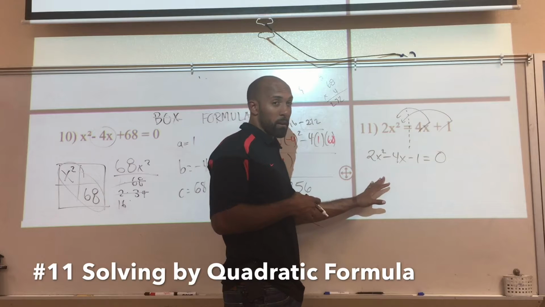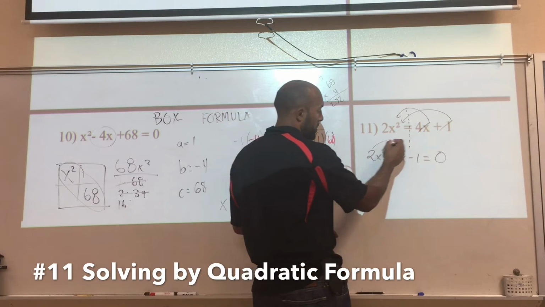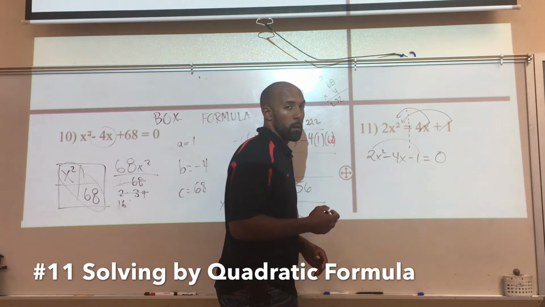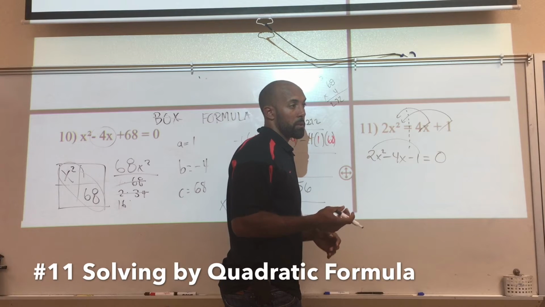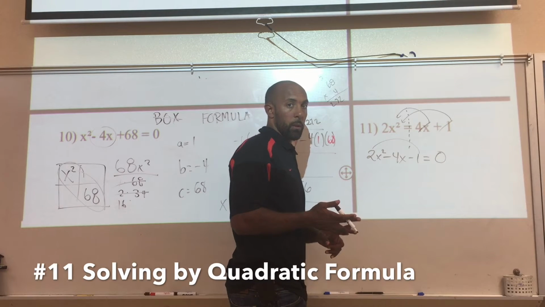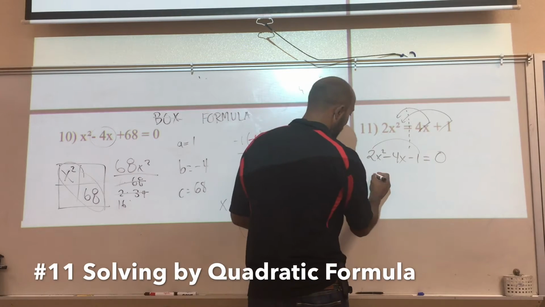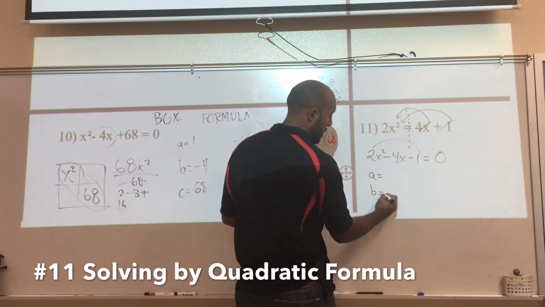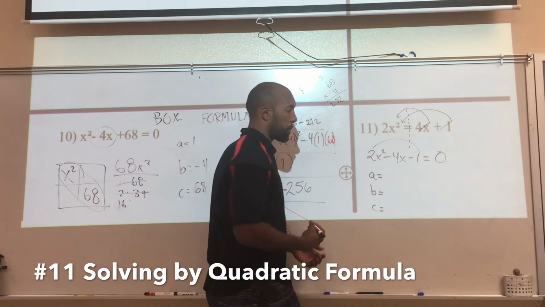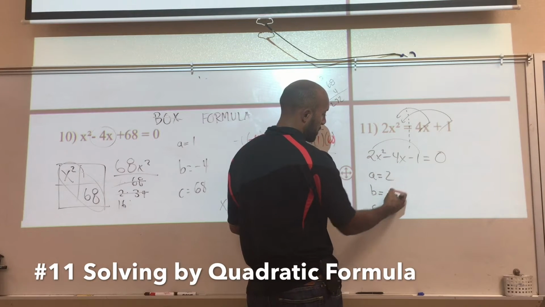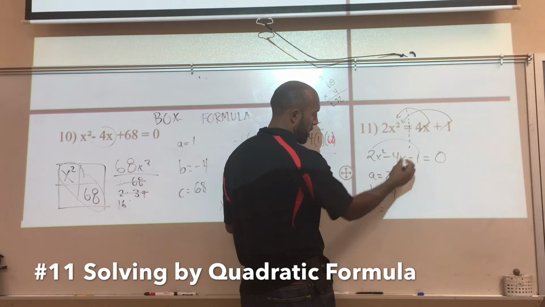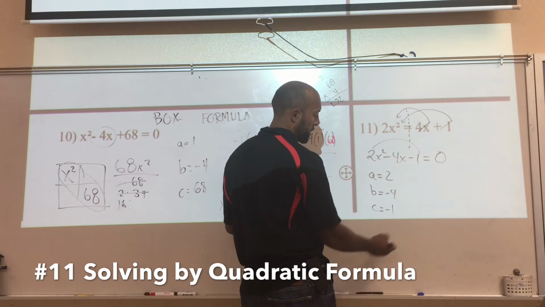Okay, now if I tried the box, I'd be multiplying 2 times 1. Okay? I have to come up with a number that would multiply to 2, but then also add up to 4. There's no number that works. So right away I know I'm going to have to do quadratic formula. So let's just set it up. So we got A is 2, B is -4, and the C is -1.